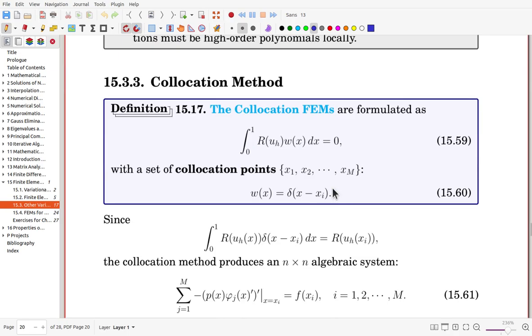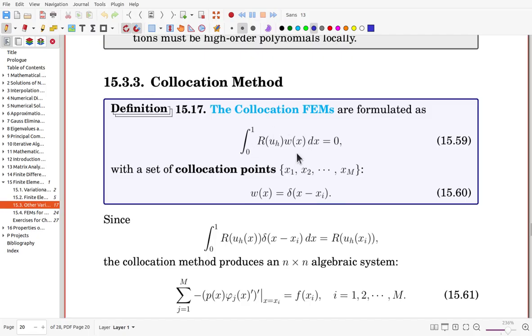Okay, now we'll go to the collocation method. The collocation method can be seen as a part of the weighted residual method. Now, the weights are chosen from the evaluation function, the direct delta function. So once W is chosen as delta(x minus xi), that means that we are evaluating this at xi.